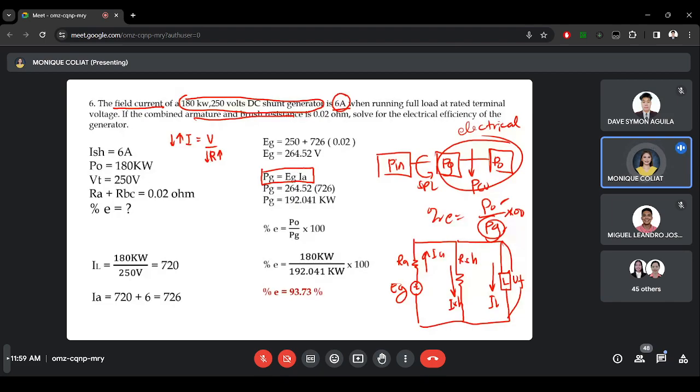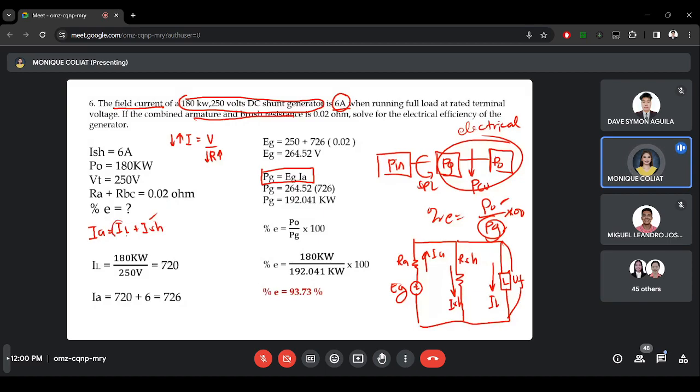We have ISH, but we don't have IL. Where can we get IL? IL is equals to PO over VT. We have PO, which is 180,000 watts, and we have VT, which is 250 volts. So yung IL ng ating formula, ang ating magiging ampere ay 720 ampere. So to get IA, ano ating maximum demand? 720 plus 26 megawatts, which is ang ating magiging ampere ay 756 ampere.